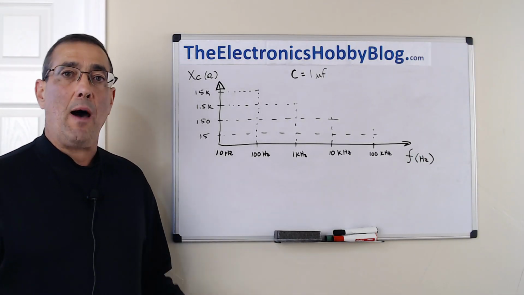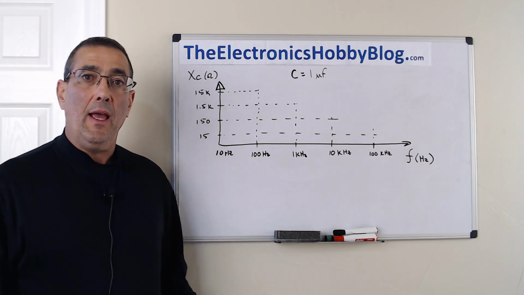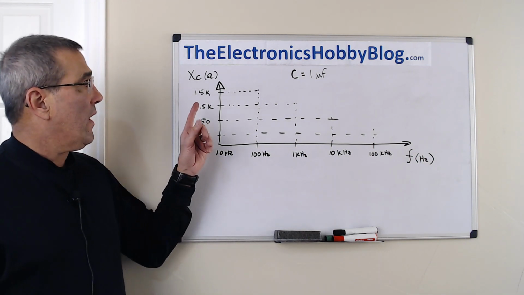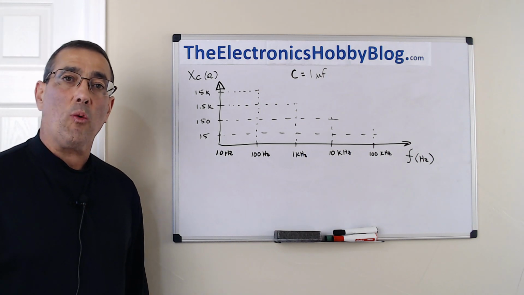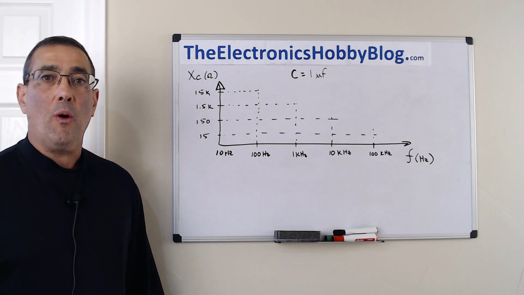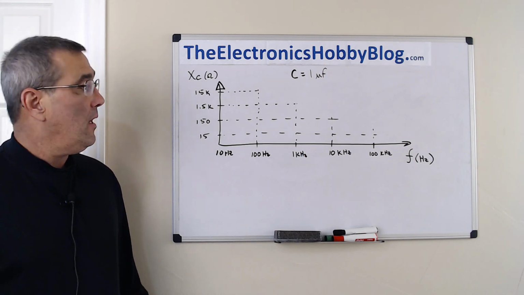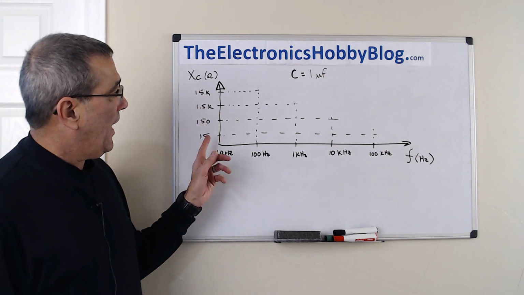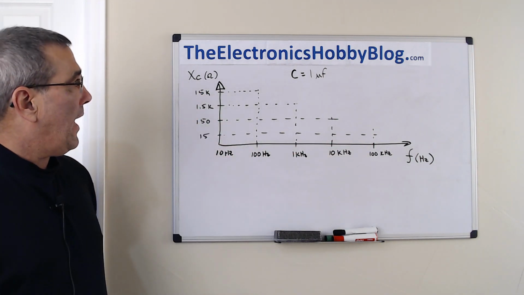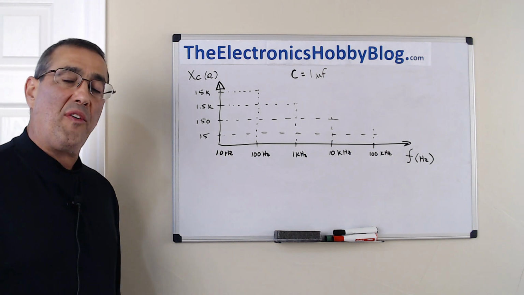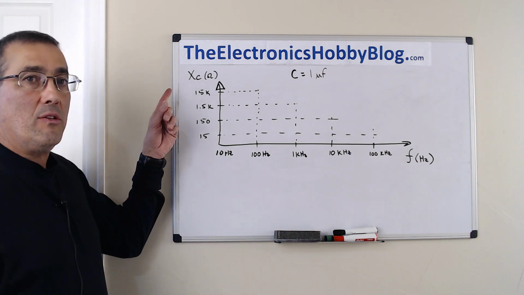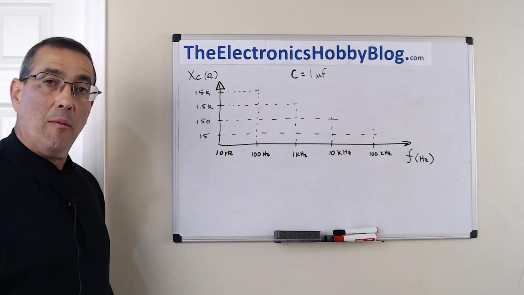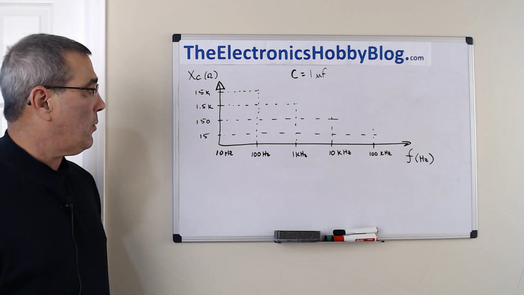So the last topic I want to cover for today is looking at how the reactance of the capacitor changes over various frequency ranges and what that means to us in circuit design. So I've put together a little scale here. It's log, and let's assume we've got a 1 microfarad capacitor in a circuit, and we want to measure the impedance or reactance of that capacitor at different frequencies.